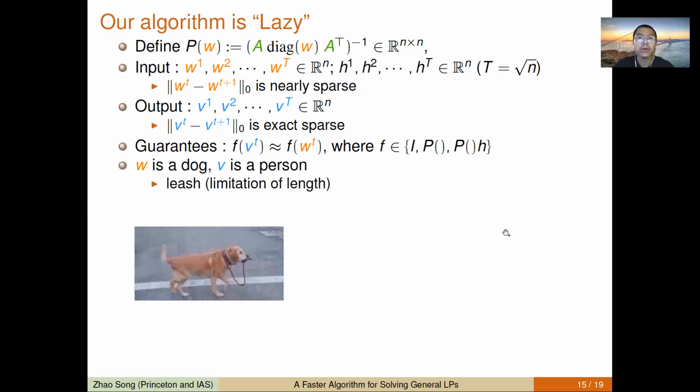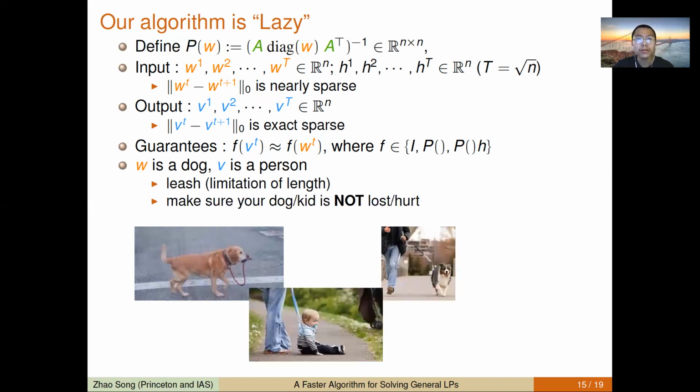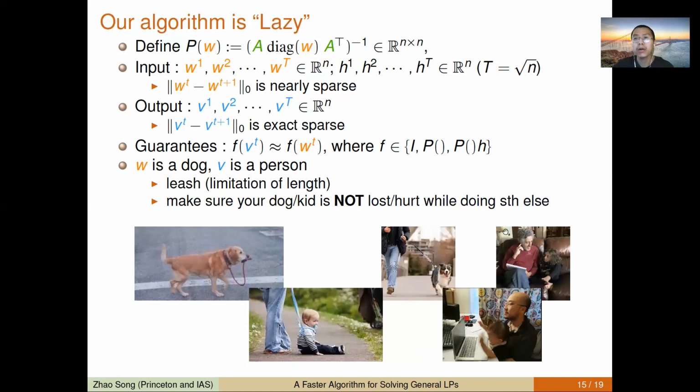And usually when a human is walking a dog, you need to use a leash. And the leash has some limitation of length. You cannot hope the dog can leash itself. So in practice, in order to make sure the dog or kid does not hurt themselves or get lost, the human needs to take the other side of the leash. You cannot have the kid or dog keep both sides of the leash. However, in the meanwhile, you still want to do something easy, like making a phone call or writing some papers.